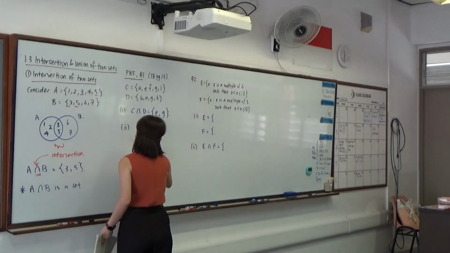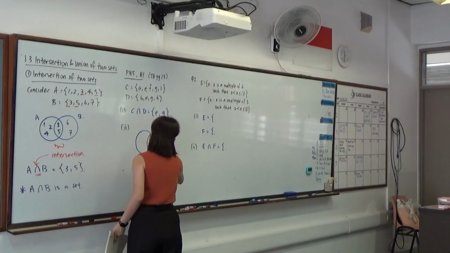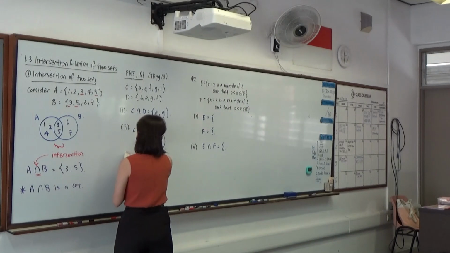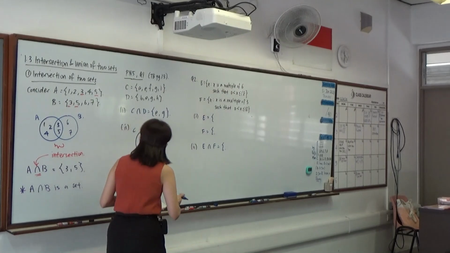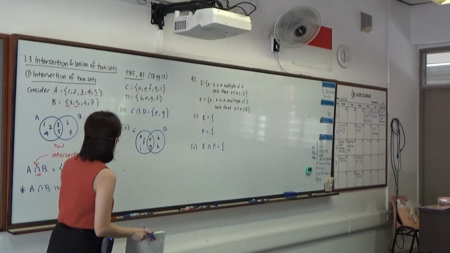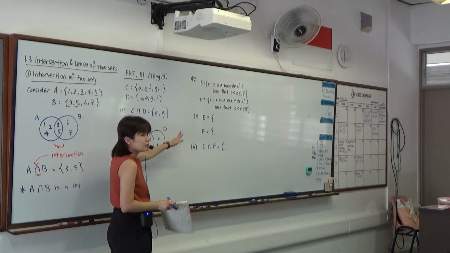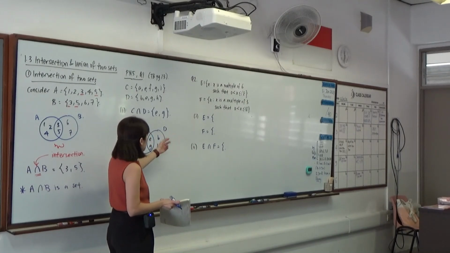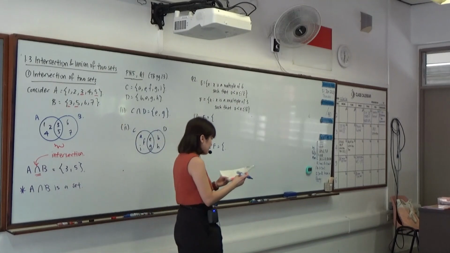So it should be something like that. By the way, it's not necessary that you have C over here and D over here. You can actually swap it around. You can have your D over here and C over here also. Just make sure the elements are placed correctly.